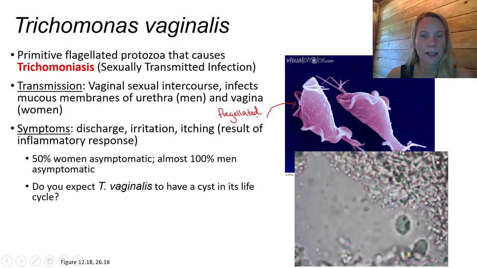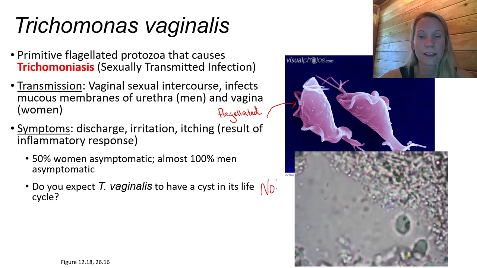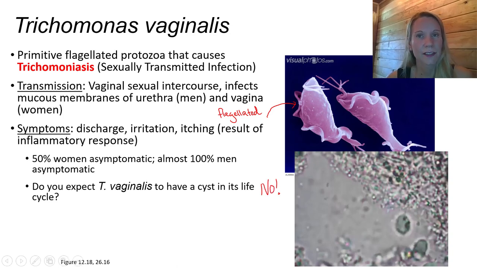Do you think that Trichomonas has a cyst stage to its life cycle? No, Trichomonas vaginalis does not have a cyst stage. Why doesn't it have a cyst stage? Well, it's because transmission of these active motile trophozoites does not occur outside of the body. It's only mucous membrane to mucous membrane transmission. So there's no need for the parasite to be able to survive in water or soil, for example. Doesn't survive on surfaces either.